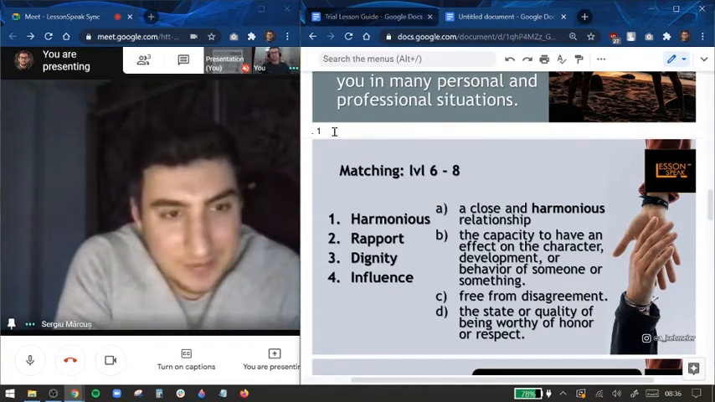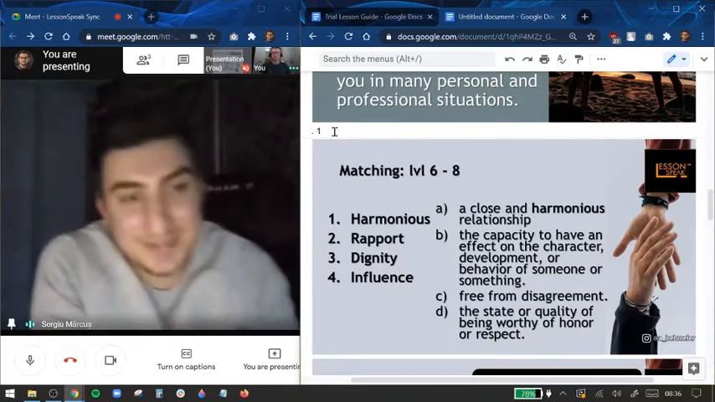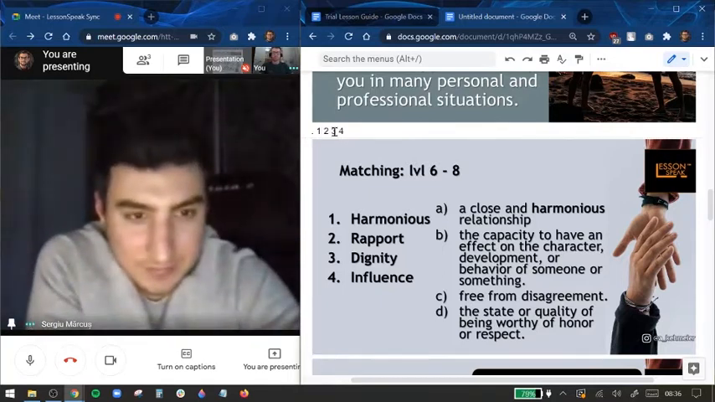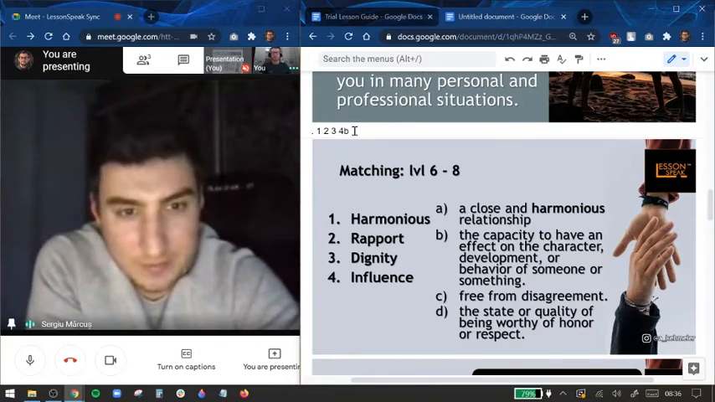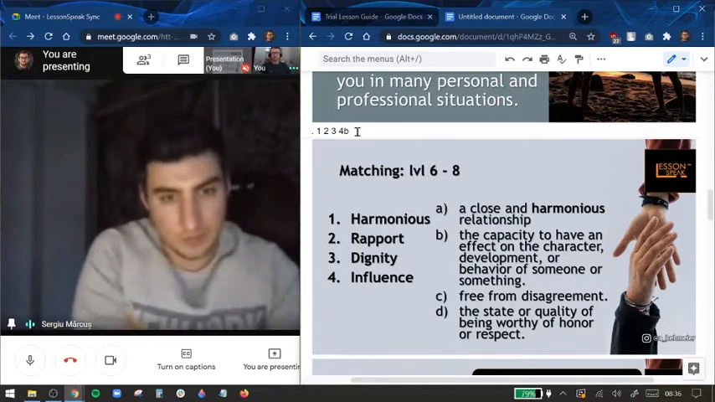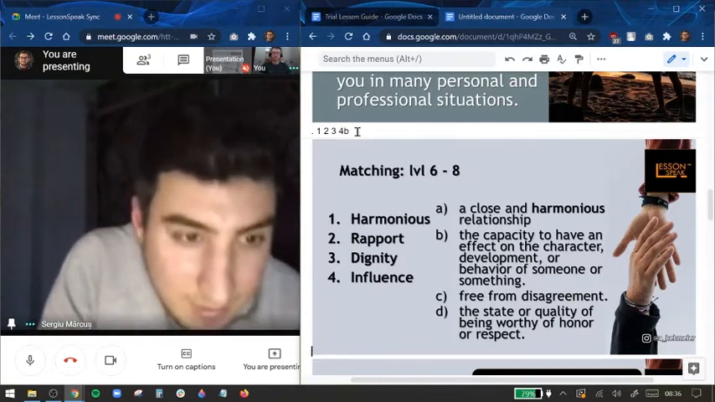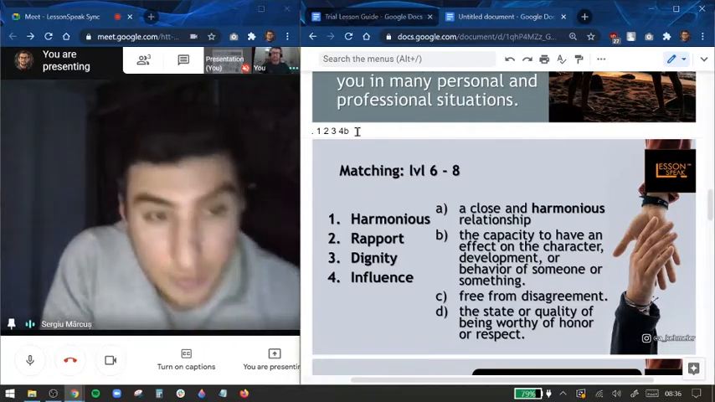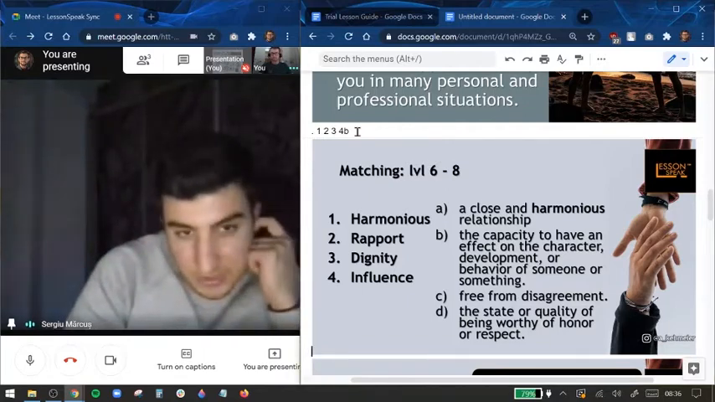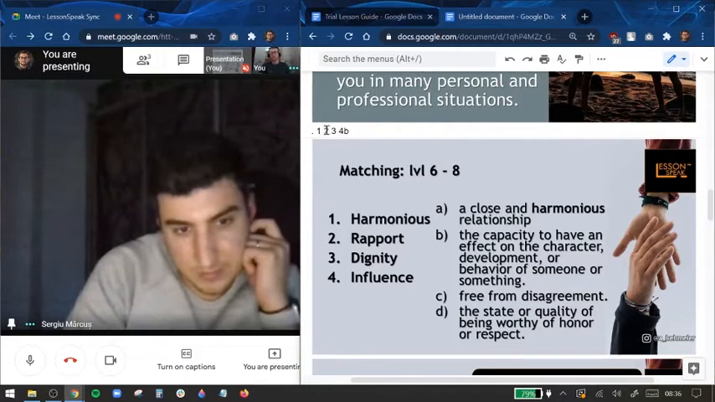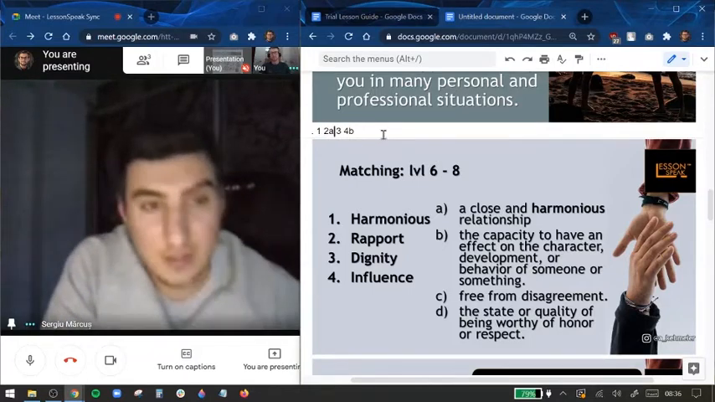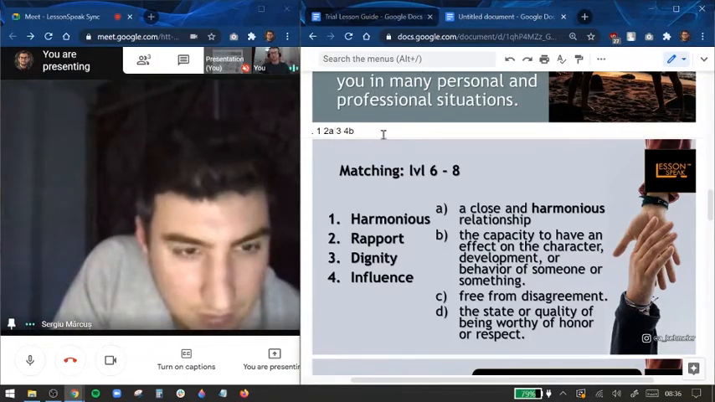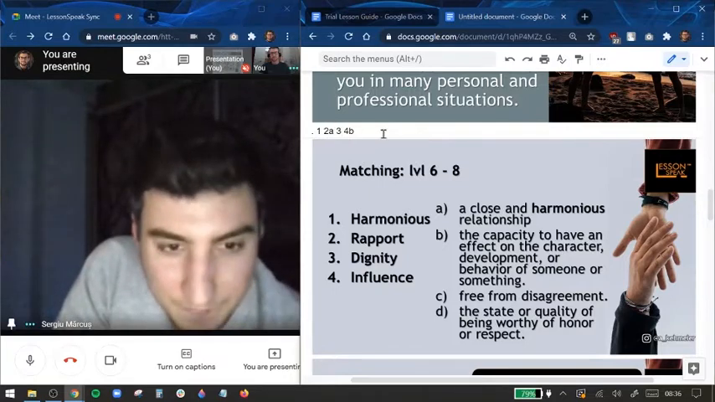Let's start with influence, the last one. So the influence goes with B, which is the capacity to have an effect on the character, development or behavior of someone or something. Good. Then rapport is a close and harmonious relationship. Good. Dignity.